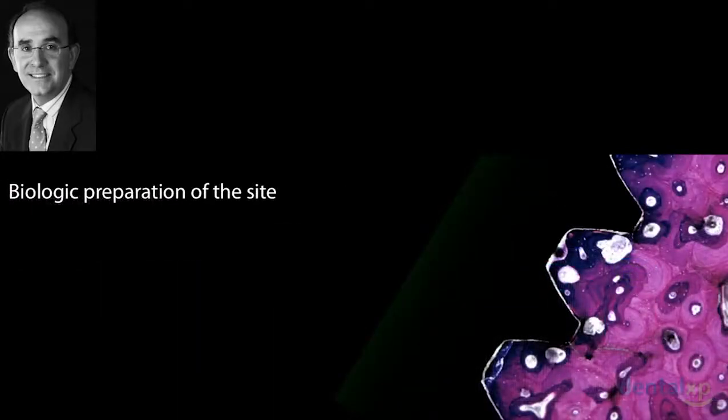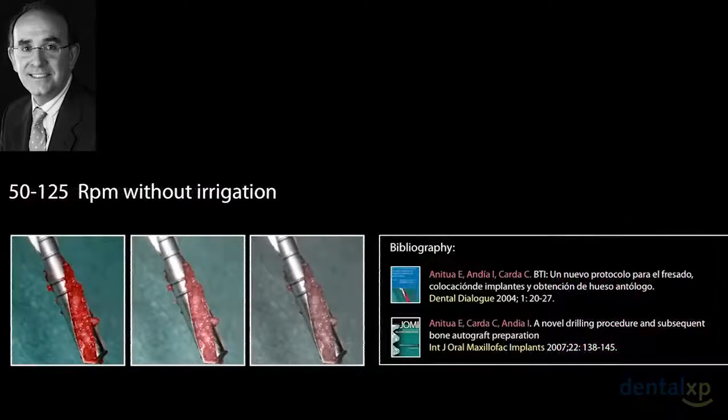When we place extra short implants, obviously we must do everything carefully, because I don't want to lose bone. I want to obtain vertical growth. For that reason, the biological preparation of the site is extremely important. I published this more than 10 years ago, and I have been using it for the last 15 years. I changed the protocol to drill, and I drill at slow speed.